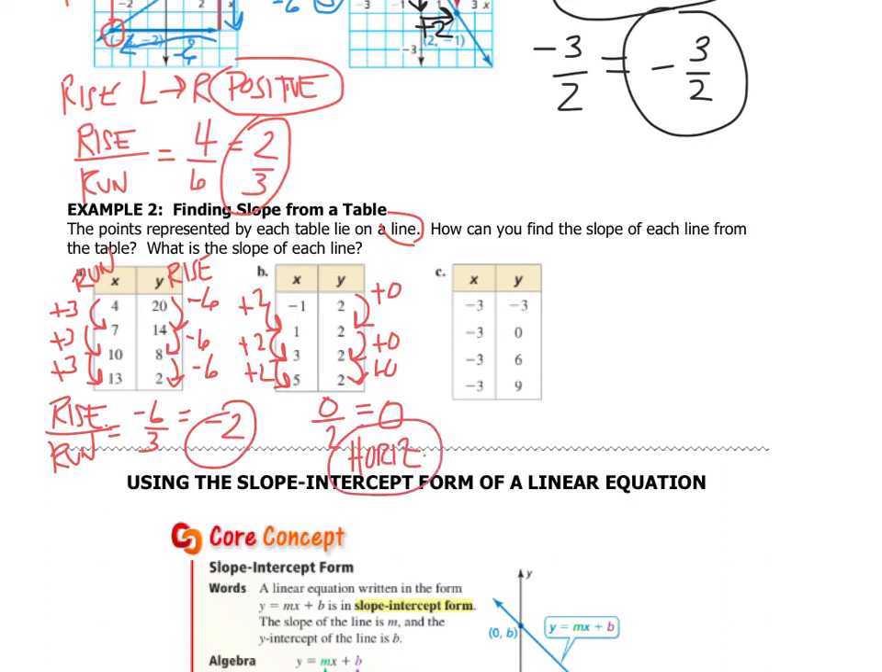You can verify that by graphing those points, and you're going to have a horizontal line sitting at 2, because every one of those ordered pairs has y is a 2, y is a 2, y is a 2. It doesn't climb or drop.